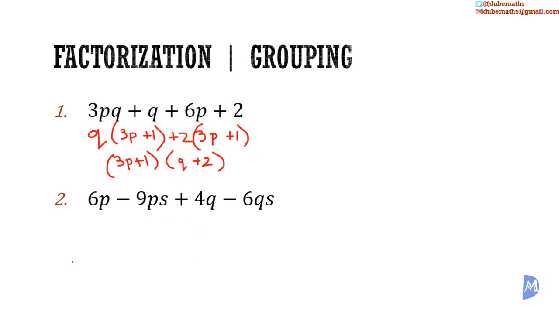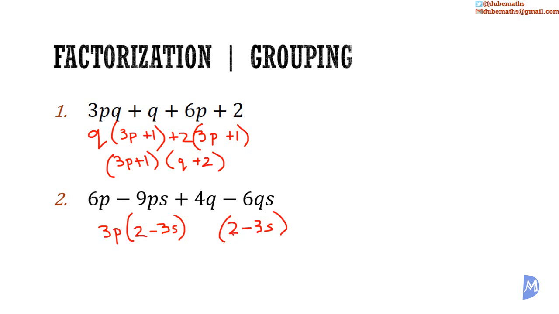What's the HCF of 6p and negative 9ps? The HCF is 3p. What do I multiply 3p by to get 6p? I multiply it by positive 2. What do I multiply 3p by to get negative 9ps? I multiply it by negative 3s. I keep the same thing in brackets, so I have 2 added to negative 3s.